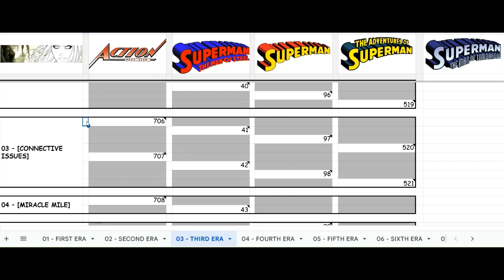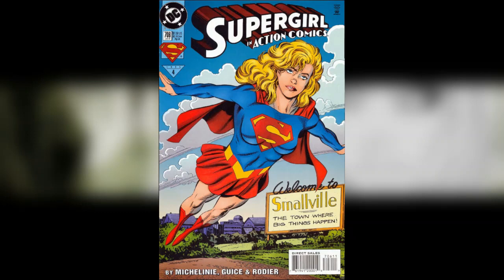Note that this issue has a cover branded as a Supergirl issue. I'll show it to you here. But other than that, it is Action Comics 706. It is part of the Superman run. It's a totally standard part of this run, and it's triangle number 4, so don't worry about that.